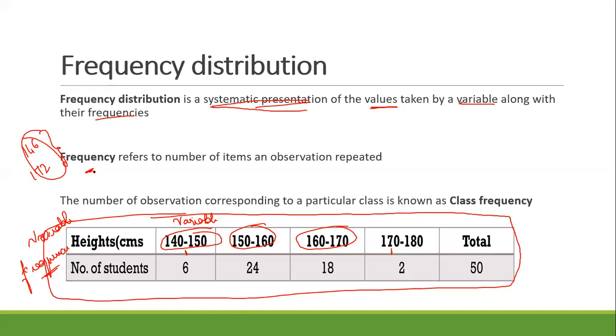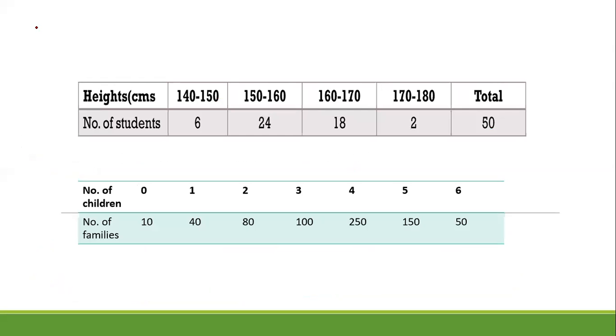So what is frequency now? It refers to the number of times an observation is repeated. For example, I will do it over here: 145, 147, 150, 120, 140, 162. Let it be like this. 145. Now these are the values. These are the variables.